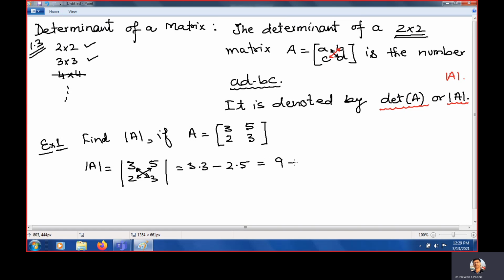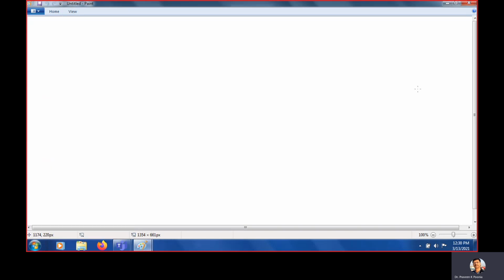3 into 3 is 9. 2 into 5 is 10. And 9 minus 10 is minus 1. So the value of determinant of A is negative. Okay. Now we'll take another question. Example number 2. A equals 3, 2, 1, 6. If we take this matrix, then find the value of determinant of A.